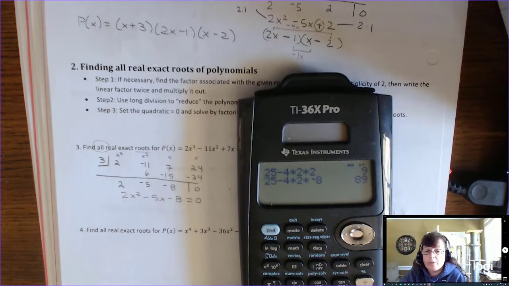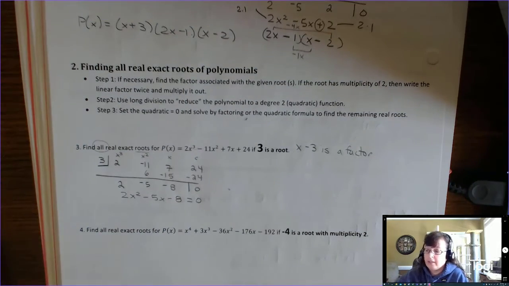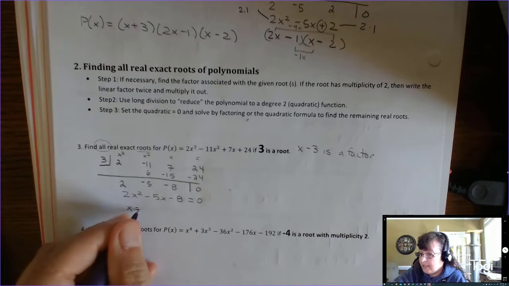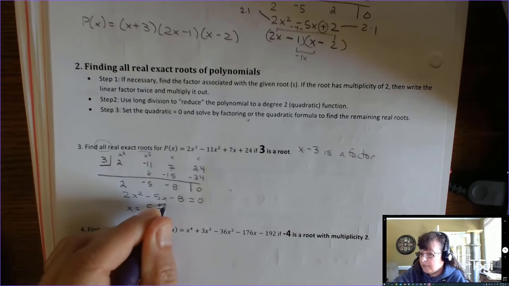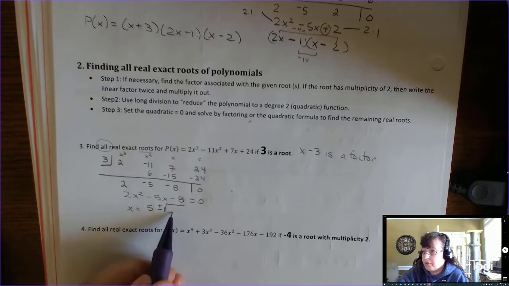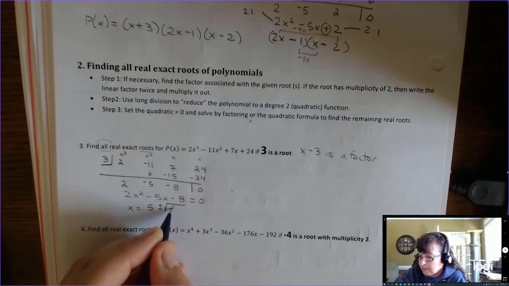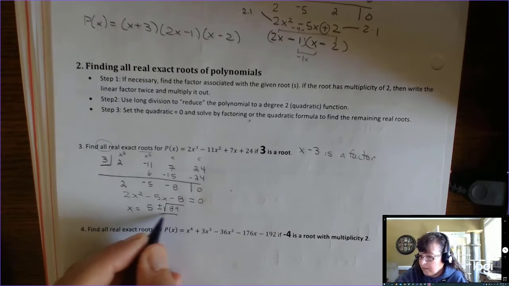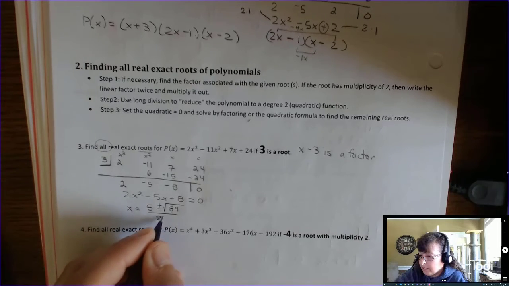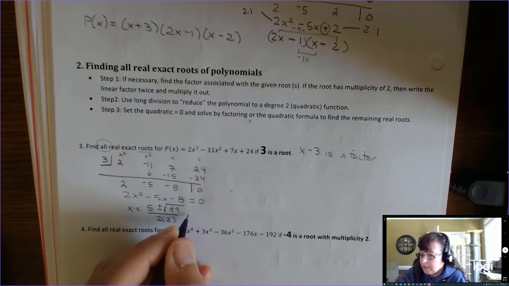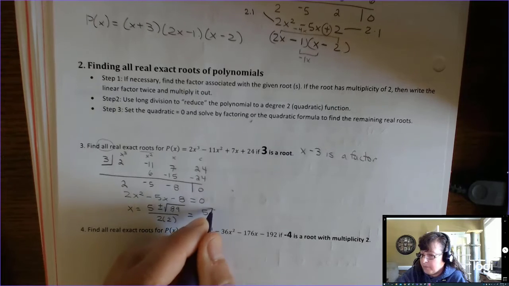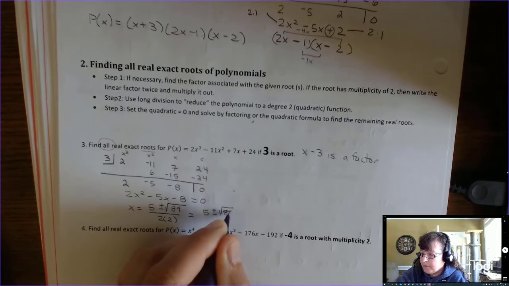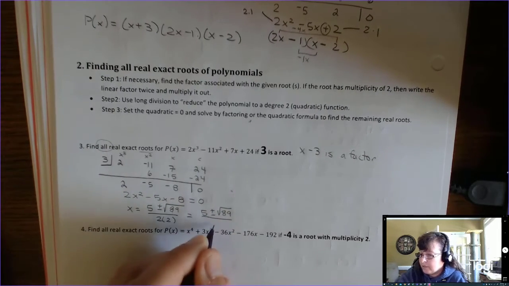Okay, so that means that that radical is going to stick around, which means that this does not factor. So we've got to use the quadratic formula. So the quadratic formula is negative b, which is positive 5, plus or minus the square root of b squared minus 4ac, which I've already found is 89, all over 2 times a, which is 2 times 2. So that's 5 plus or minus the square root of 89, which happens to be prime, so it doesn't reduce.